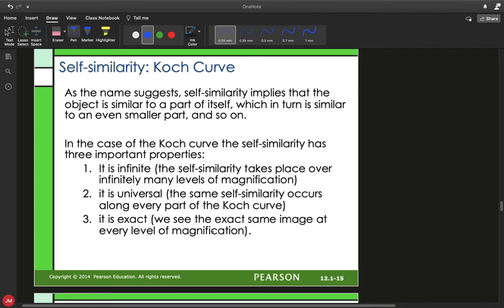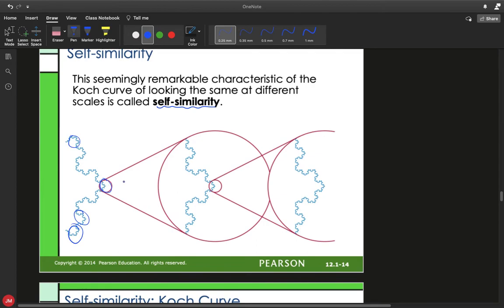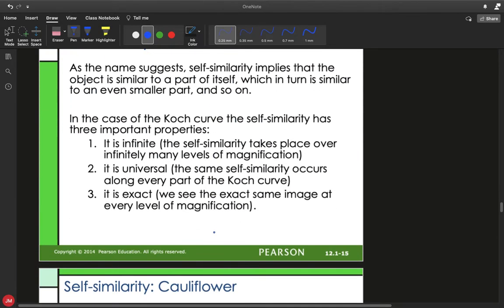So you see the exact same image at every level of magnification. So again, as we continue to zoom in on that one part of the Koch curve, it continued to look the exact same. It didn't start changing all of a sudden. It didn't have a new pattern all of a sudden. It continued to look the exact same as we continued to zoom in on one particular part.